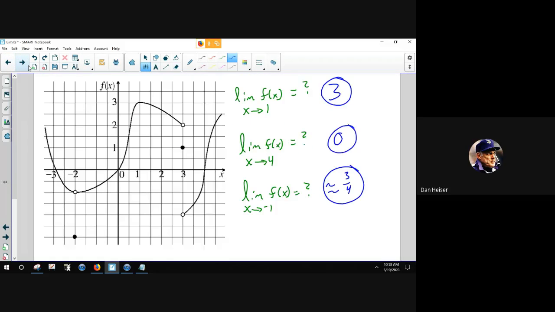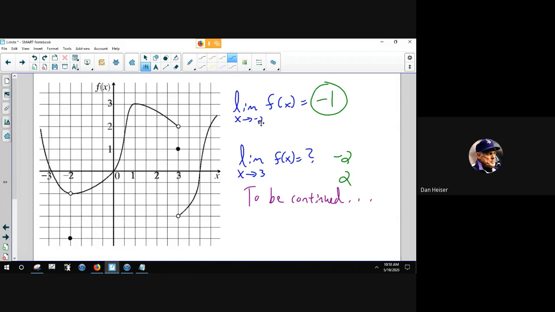Whoops, too far. These are all functions, or these were all limits that exist. Approach 1. From the right and from the left, it was the same thing. So the limit existed. Approach 4. From both sides, same thing. Approach -1. Both sides, same thing. Approach -2. Both sides, same thing. Here we had conflict. We had two different results.